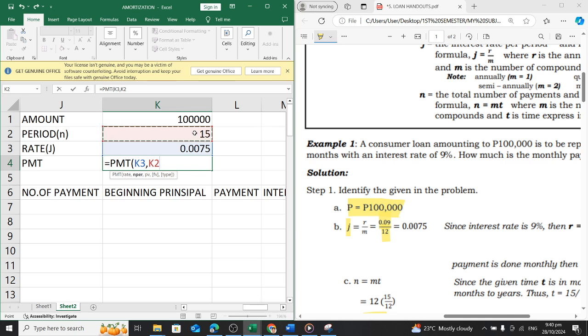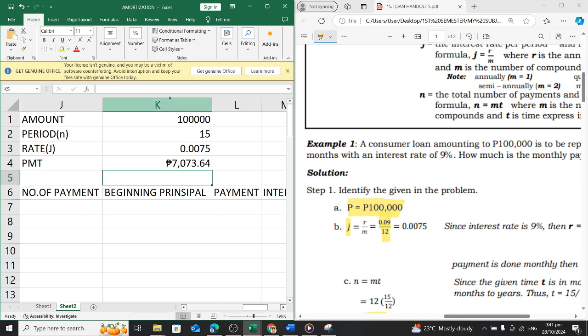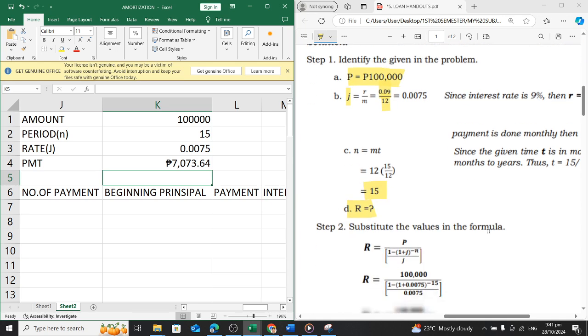Click comma. After that, you click minus. Okay, don't forget to click minus. And then you press our amount, which is K1, 100,000 pesos. That is negative K1. Again, click our comma and then press 0. And then close parentheses, and then press enter. So we have 7,073.64 as our regular payment.